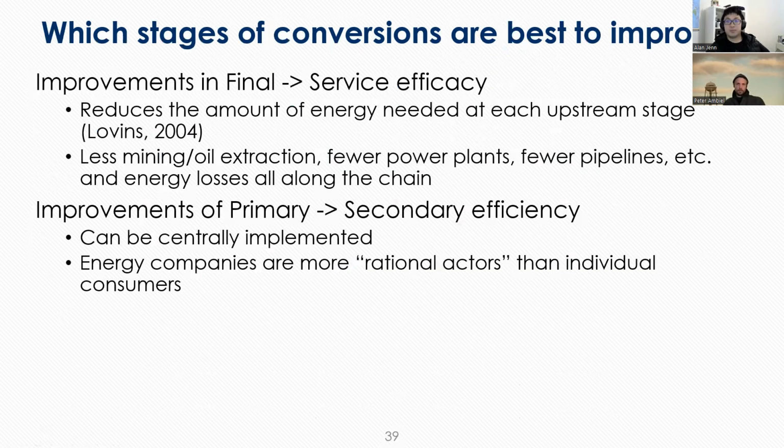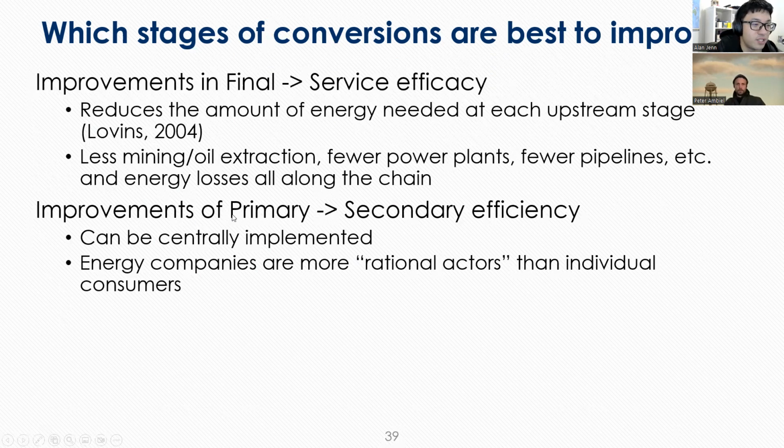And there's not always a straightforward and clear answer. If you do improvements in your final to service efficiency, one of the big benefits is that it reduces the amount of energy needed at each upstream stage. You have less mining and oil extraction, fewer power plants, fewer pipelines, and fewer energy losses all along that entire supply chain. We're going to look at an example of this that hopefully will make this a little more clear in your minds. We'll end on that.